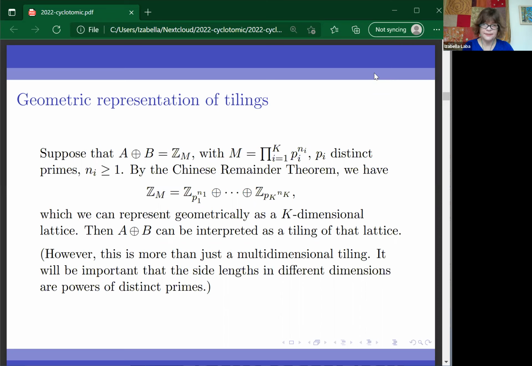of that lattice. But I want to emphasize that this is more than just a tiling of a multidimensional lattice. It's actually important that we have different primes in different directions. And if we looked at the corresponding problem for just a tiling of Z^k, for example, then that would be a whole different question.